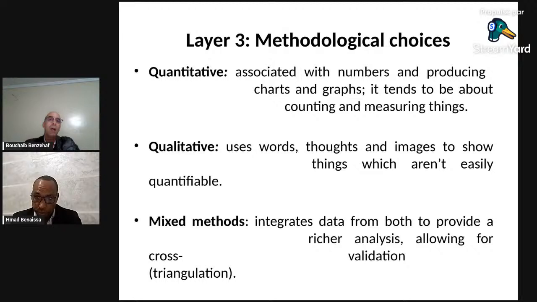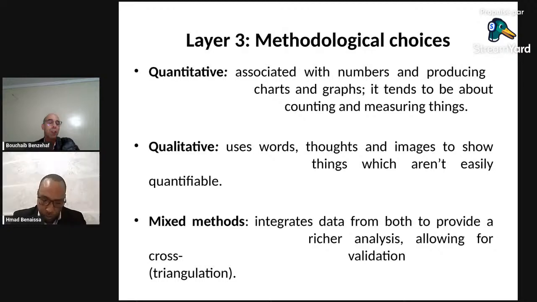Still with methodological choices, the quantitative approach is associated with numbers. And in this approach, we produce charts and graphs. The quantitative approach tends to be about counting and measuring things, numerical data. The qualitative approach uses words, thoughts, and images to show things which aren't easily quantifiable. The mixed methods integrates data from both to provide a richer analysis, allowing for cross-validation, triangulation.